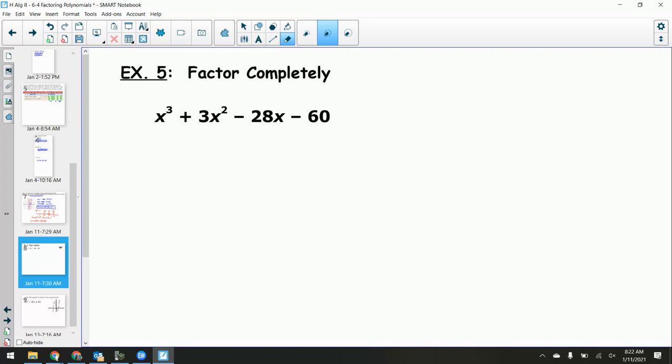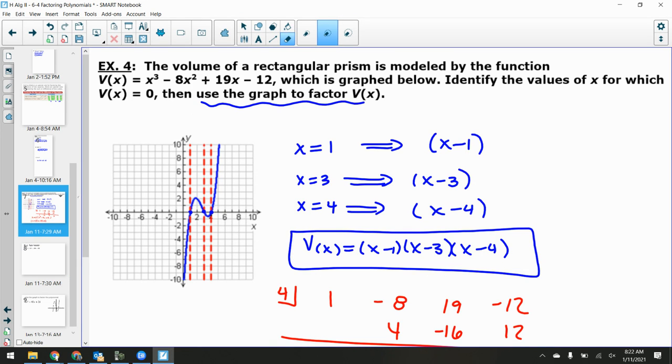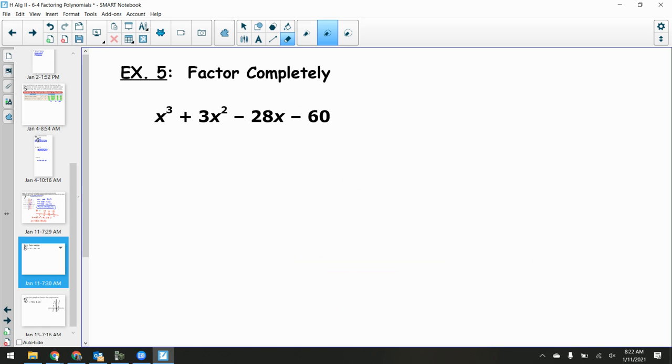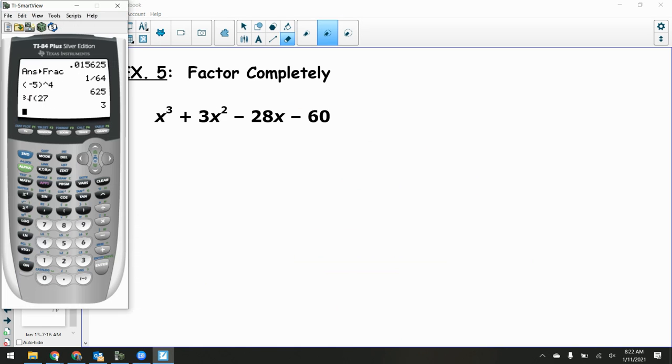So what do we do when we cannot factor by grouping? What do we do when we've exhausted our methods algebraically? Well, I just taught you a different method. I taught you a method of factoring by using a graph. So let's try that. Let's see what this graph looks like.